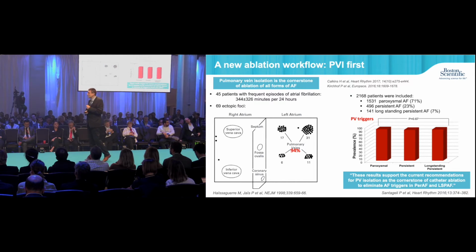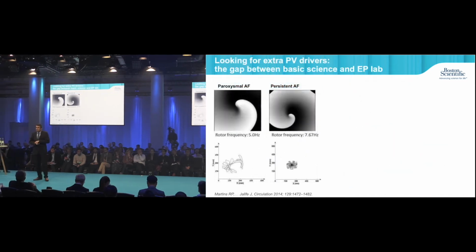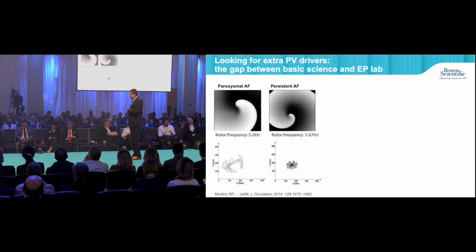We are, of course, still very committed to PVI because, on top of the classical data coming from the Bordeaux group, we have recent data on a huge number of patients showing that PV triggers are still largely predominant in all forms of atrial fibrillation. So this still stays the cornerstone of AF ablation, of all forms of AF ablation. But once you have performed and obtained the pulmonary vein isolation, you have to look for drivers. And looking for extra PV drivers seems to be a little bit difficult in clinical practice.